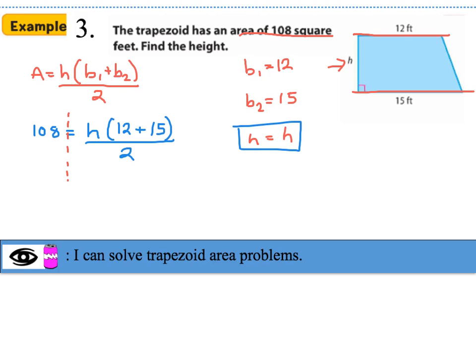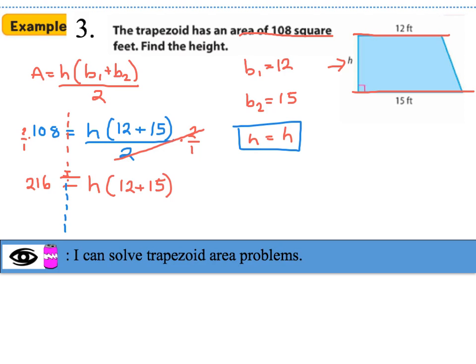And let's get rid of that 2 on the bottom. Since we're dividing by 2, let's multiply both sides by 2 over 1. So to keep it balanced, let's multiply the other side by 2 over 1 as well. So the 2's are going to cross out on the right-hand side. And h times the quantity of 12 plus 15 is dropped down. And on the left-hand side, we have 108 times 2, which is 216. So we can continue to solve this problem.